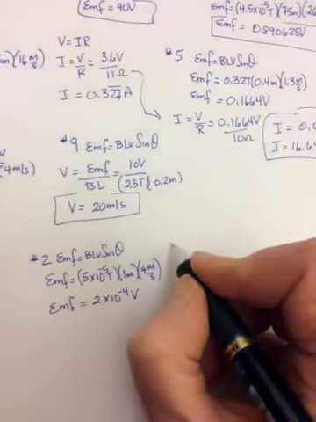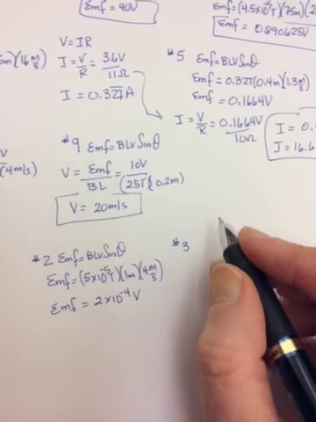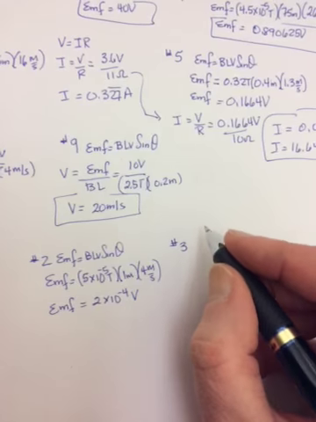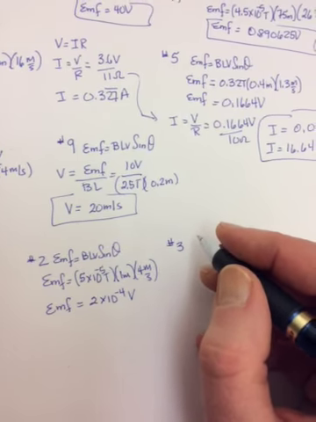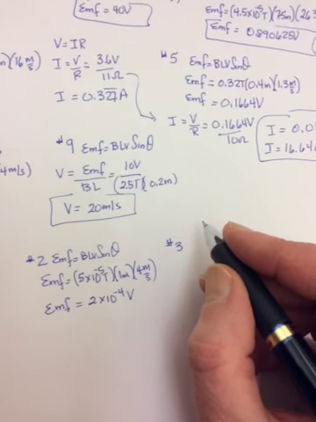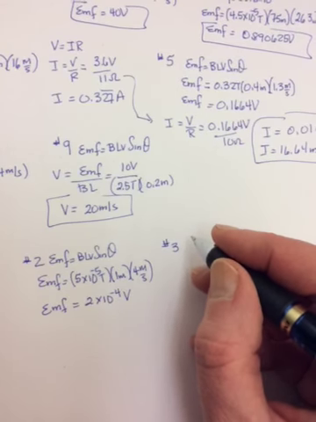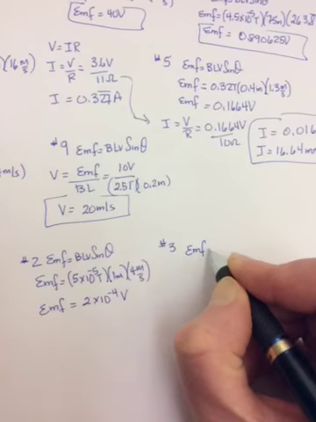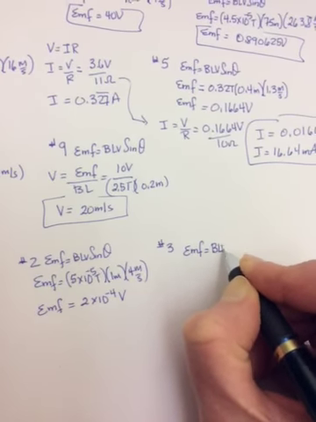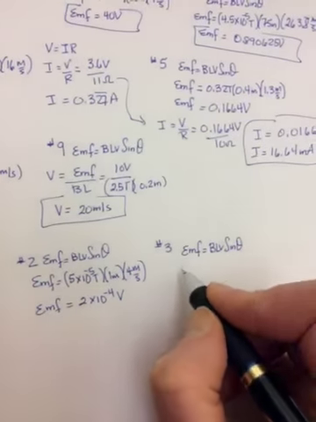Number 3 says an EMF of 2 millivolts, so 2 times 10 to the negative 3, is induced in a wire that is 0.1 meters long when moving perpendicularly across a uniform magnetic field at a velocity of 4 meters per second. What is the magnetic field, magnetic induction? In other words, what's the magnetic field strength? So magnetic induction and magnetic field strength B, they're all the same thing.